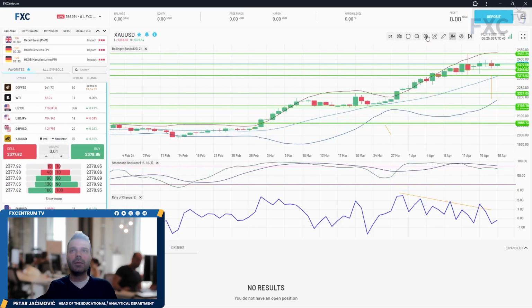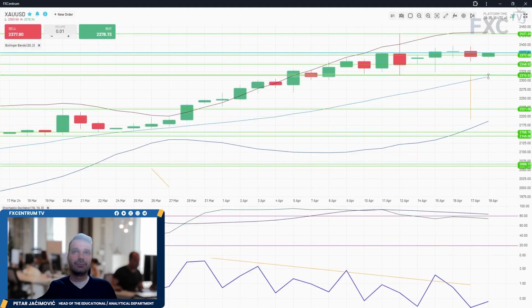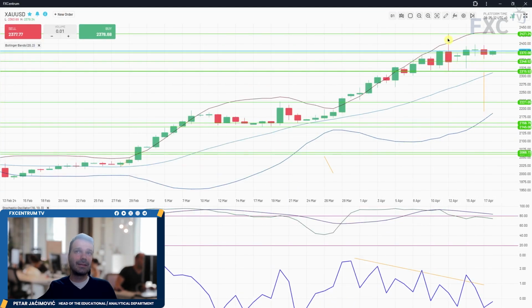Let's take a look at the gold market. The gold market is just doing the consolidation. We have this big down bar, but so far after that, the market is just consolidating. Key resistance at 24.31, support at 23.15.